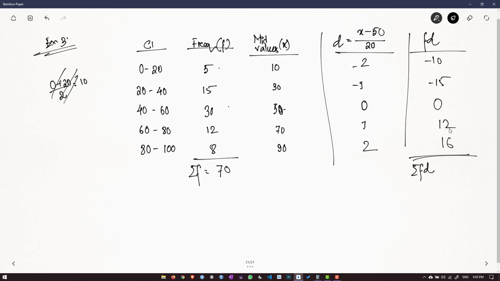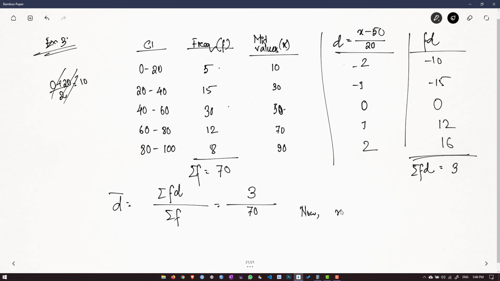Now this total will be minus 25. This 15 and 10 is minus 25. 12 and 16 is plus 28. That means we are left with 3, right? So summation FD is 3, summation F is 70. So what will be D bar? D bar will be summation FD divided by summation F. FD is 3, F is 70. So D bar is 3 by 70.